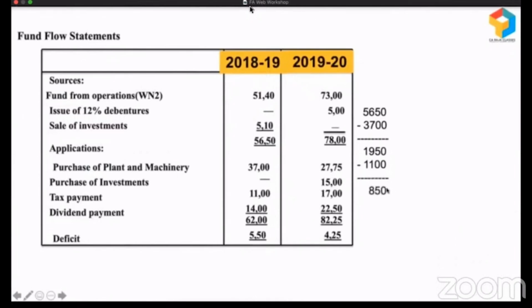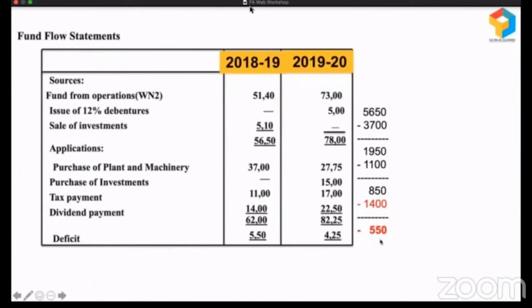When they are left with 850, they made this mistake. When they are left with the long-term fund of 850 only, they went and paid dividend of 1,400. What is the amount they have? 850. But what is the dividend they have paid? It is 1,400. That's not acceptable, right? But they did that. They faced a shortage of 550 and they managed that shortage by using short-term funds.